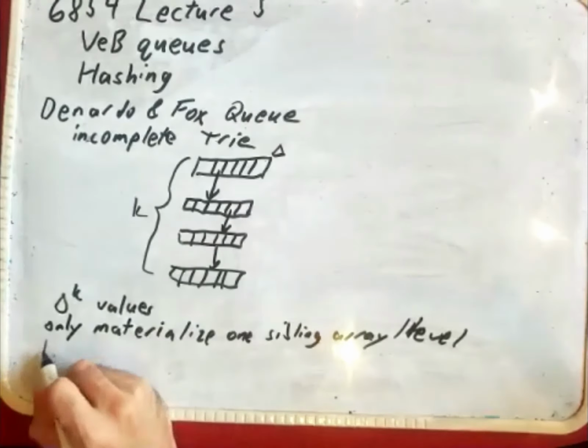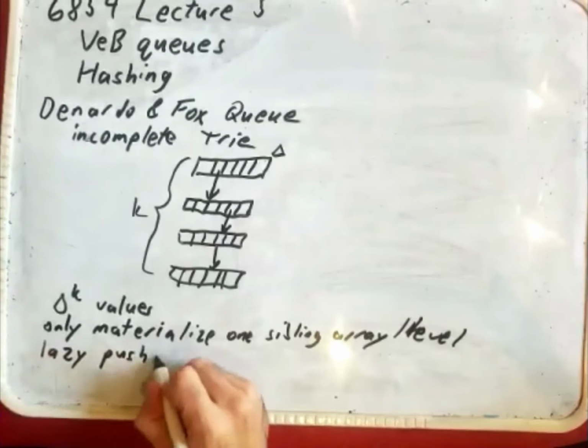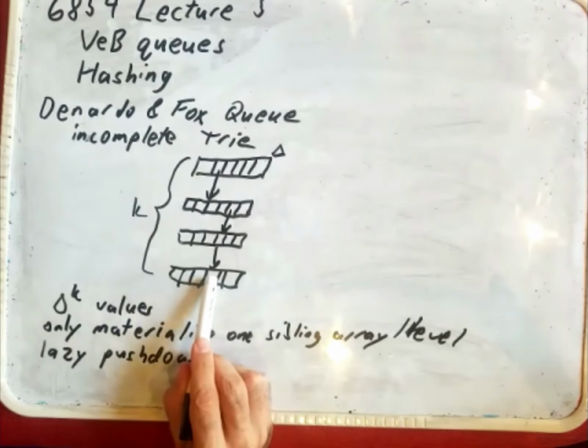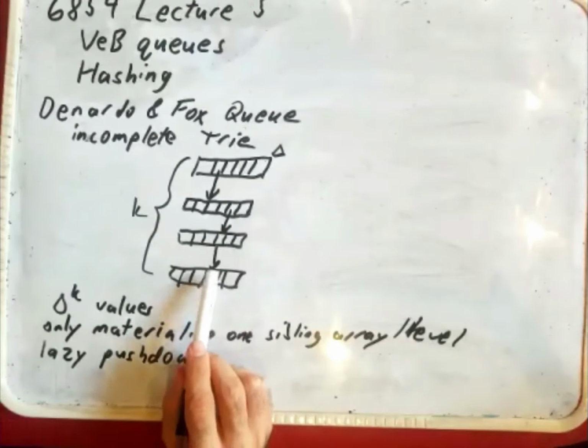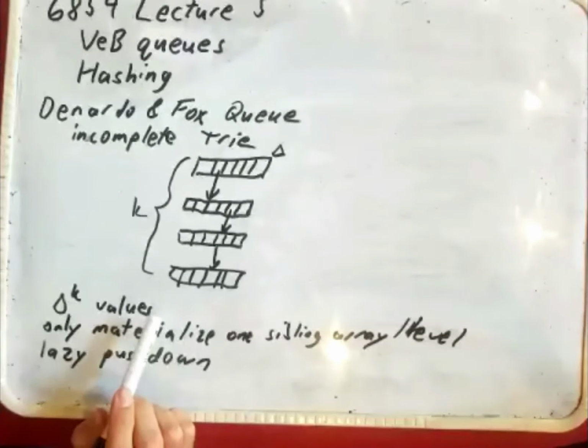And they do lazy pushdowns of items. Basically, you only push an item down when it's in the minimum bucket on a given level. So you expand the minimum bucket on each level. And that means that you know where the minimum item is because it's going to be in the bottom level because it was always in the minimum bucket. But a lot of other stuff just hangs around at higher levels until you get to it.